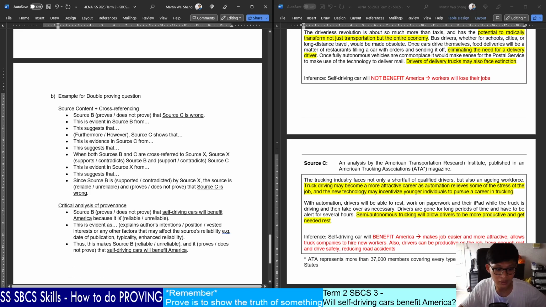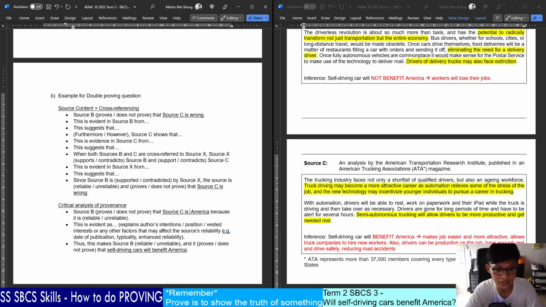Now, in terms of writing your CAP, same thing: answer the question directly. So source B proves or does not prove that. Here you would have to change the claim. So source C is wrong.